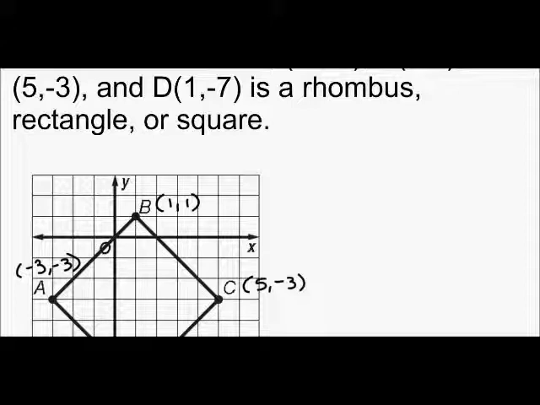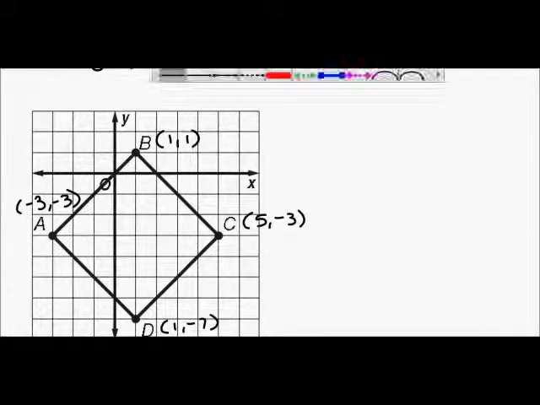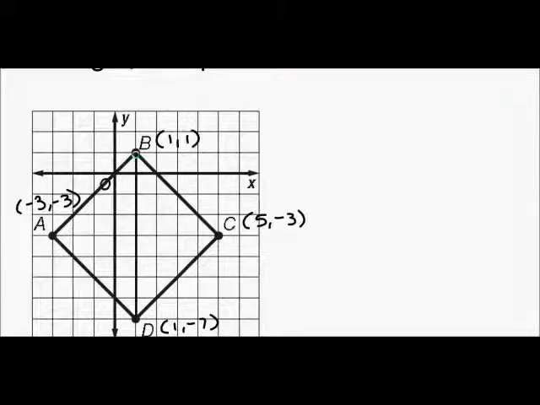Well, I know that a square is both a rhombus and a rectangle, so I'm going to focus on those things first. I know the opposite sides are going to be the same length because it's a parallelogram, and they're going to have the same slope. Let's look at something else, something that is uniquely rhombus or rectangle. We're going to look at the diagonals.